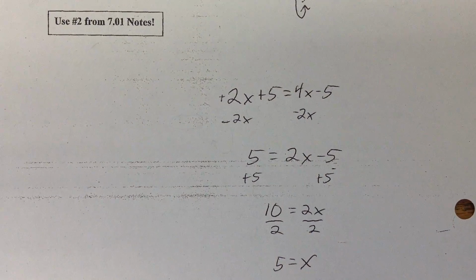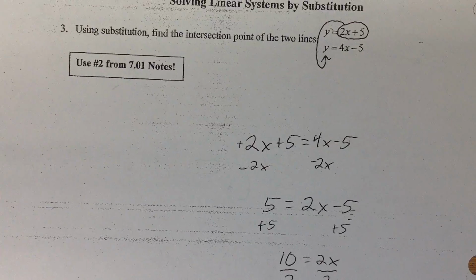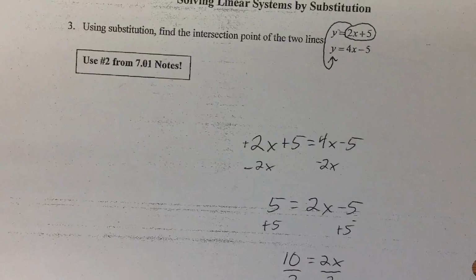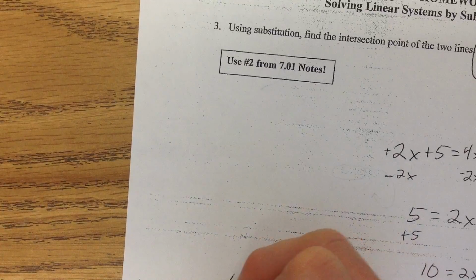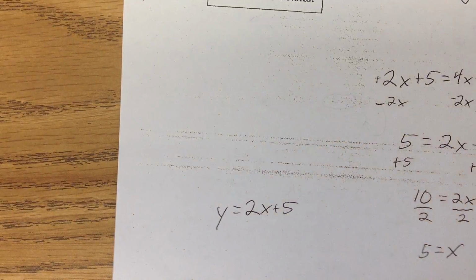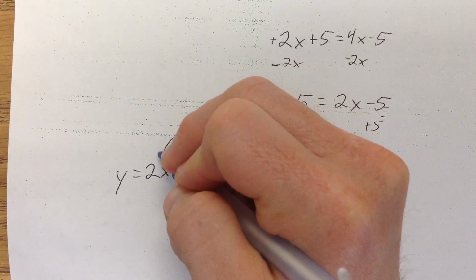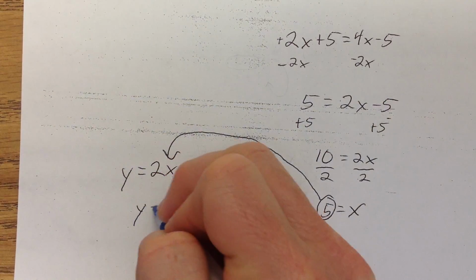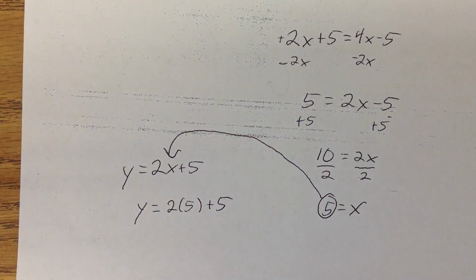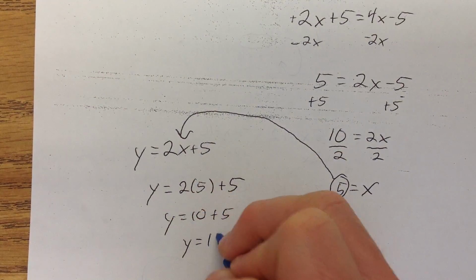All right, now the key is make sure you don't stop here. We've got to take this and plug it into one of our two equations. It doesn't matter which one, so you just pick whichever one you like better. I'm going to go with y equals 2x plus 5. This right here is going to get substituted in for the x. So I get y equals 2 times 5 plus 5. So I get y equals 10 plus 5, or y equals 15.